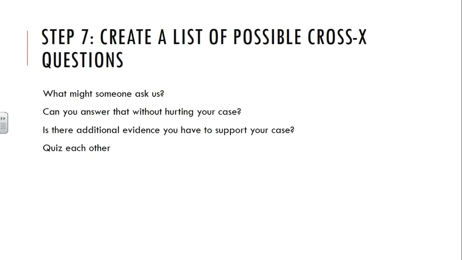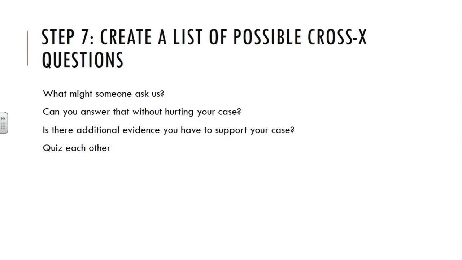Number 7 is create a list of possible cross-examination questions. So it's important to realize as you go through this, the first step is your 4-minute opening, your 4-minute case getting outlined right there. And then you're going to have to flip everything over and just discuss with the judge, with the teacher, anyone in the room. You have to think of possible questions that they might ask.